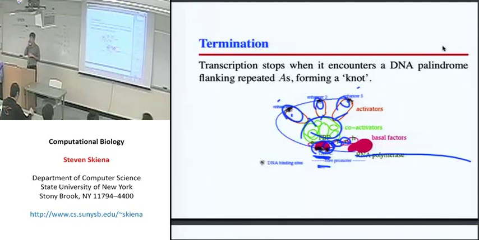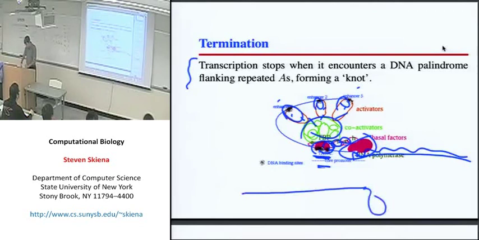When the right things bind and the right other things bind to them, this can get locked into place. The polymerase is now locked into place. If it's locked into place long enough, then it can start wiggling along the sequence, copying things until it falls off. It basically falls off when you get a palindrome of A's, flanking repeated A's, forming a knot. If the DNA has a palindrome in it, it's going to form a knot like this, and I picture the polymerase wiggling and then falling off when it hits that. So that's the basic idea of how transcription works.